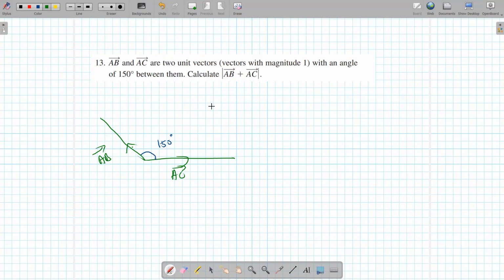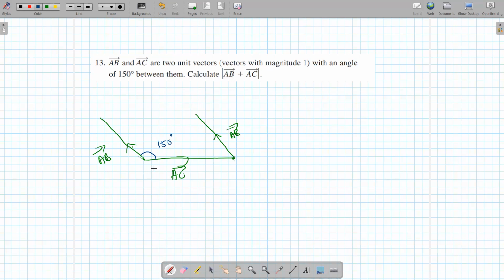It's the idea about tip to tail, yeah? That's the only way you can add them. Right now, they're tail to tail, correct? So what I'm going to do is this AB vector, I'm going to move it up here. So this now is AB. And this is good because now we have tip to tail right there.